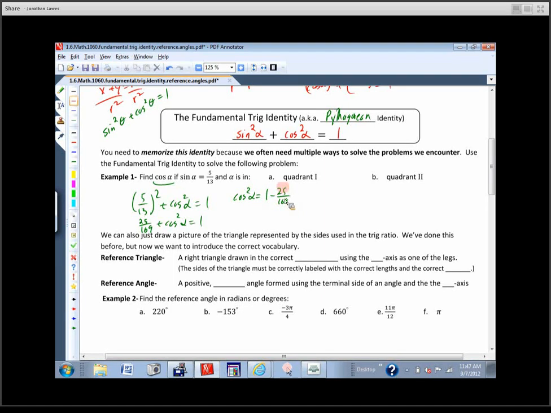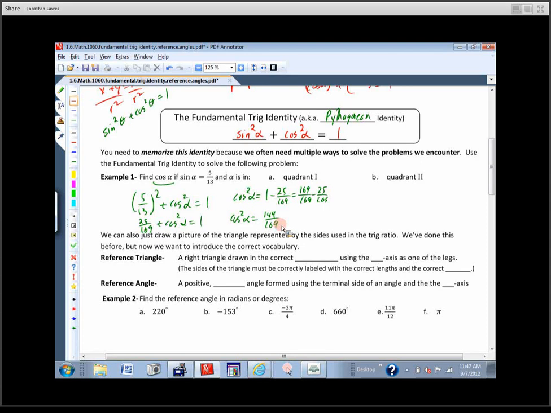These are just numbers. Let's go ahead and simplify that. 1 minus 25/169 would be the same as 169/169 minus 25/169. So this is going to give me cosine squared of alpha is, well, let's see, 169 minus 25 is 144. Correct me if I'm wrong? Okay, so we've got 144 over 169. Now, algebraically, this just feels a little bit better.